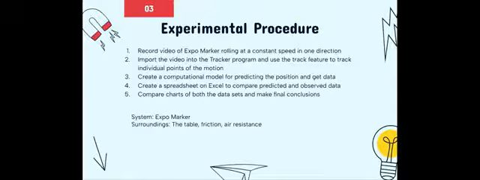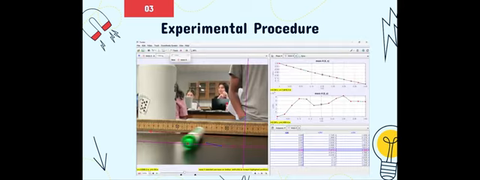Our system is our expo marker, and our surroundings are anything acting on it. So the table, friction, air resistance, and normal force.